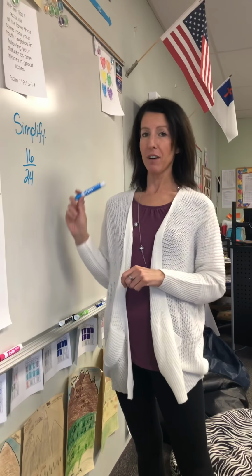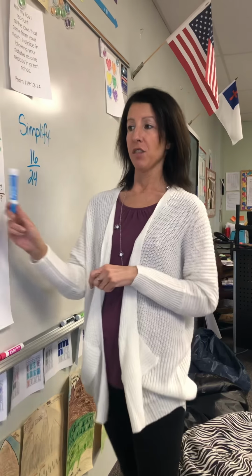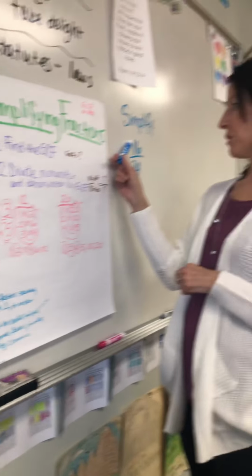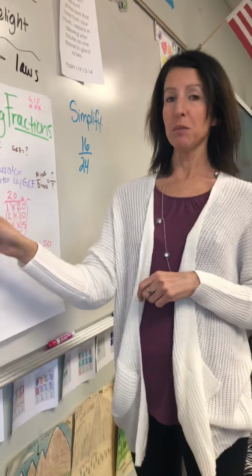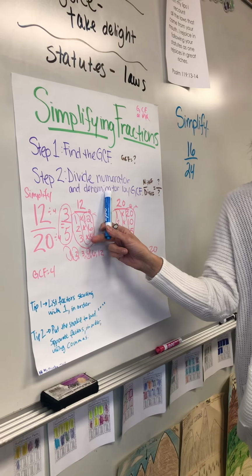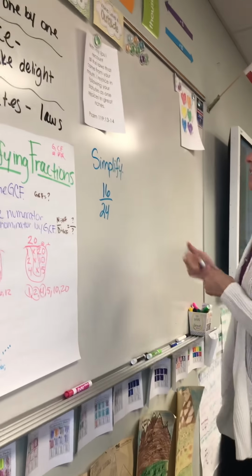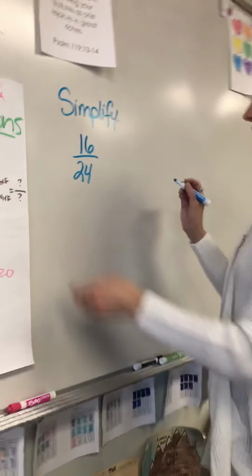So in order to simplify a fraction, there are two steps. The first one is to find the greatest common factor of the numerator and denominator. And step two is to divide the numerator and denominator by the GCF. So for 16/24, the first thing I need to do is find the greatest common factor.